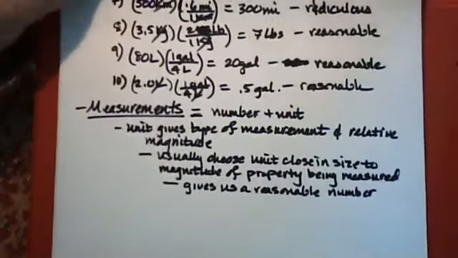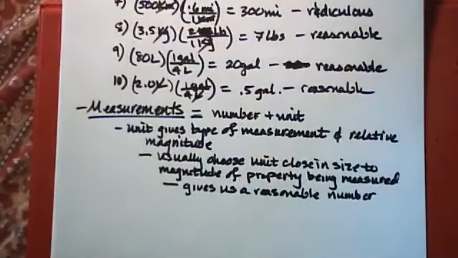Okay, because generally people, even scientists, don't like dealing with numbers that are really huge or really tiny if we can avoid it. So we'll usually choose a unit that's close in size to whatever property is being measured, and you get a reasonable number out of it.